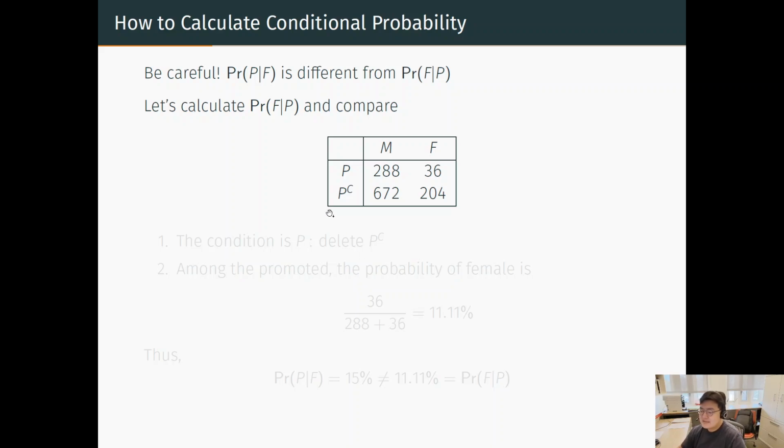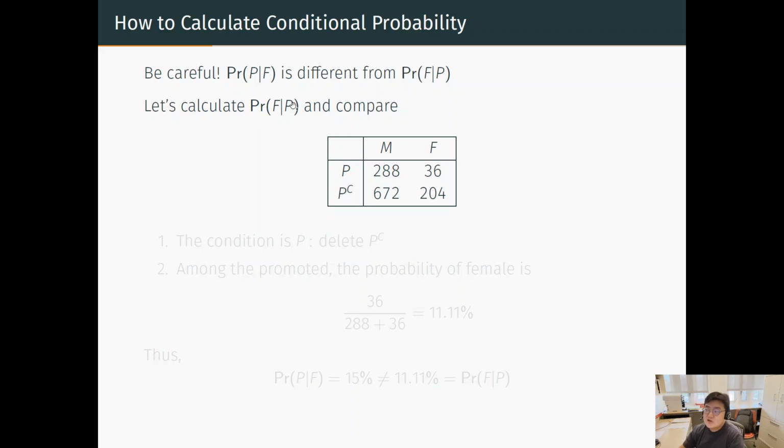And what's actually more confusing is the role of the first event and the second event in the notation. They play totally different roles. So probability of P given F is different from probability of F given P, because as you see, the second event is the condition. So this condition and these conditions are different. So you are restricting your attention to different types of people. So of course, they are about different probabilities.